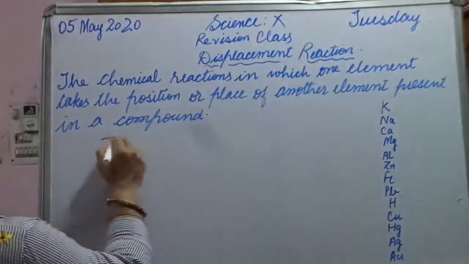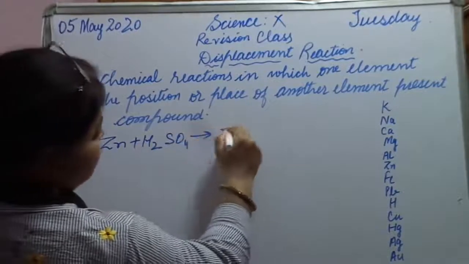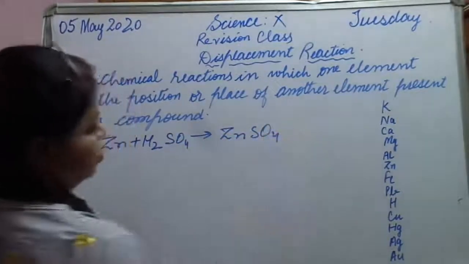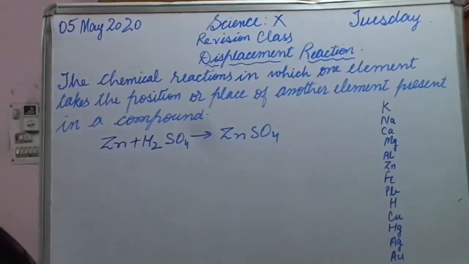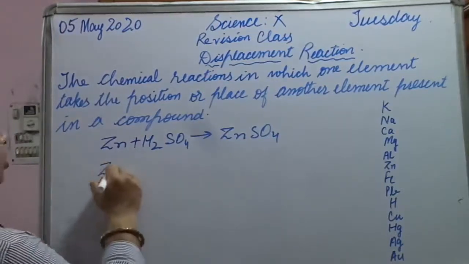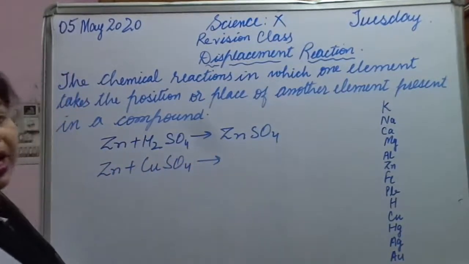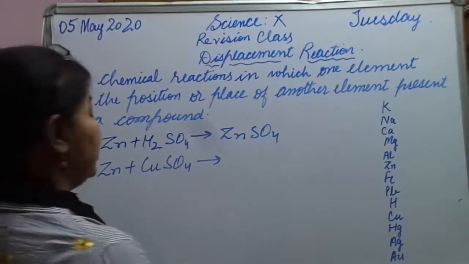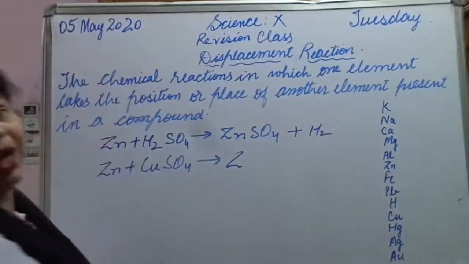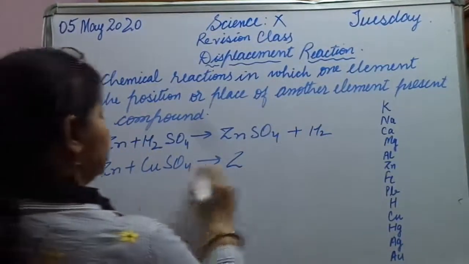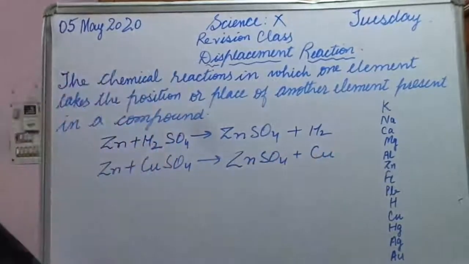For example, Zn plus H2SO4 gives zinc sulfate, ZnSO4. See what has happened? Zinc has replaced hydrogen. Let us take some more examples. Zinc plus CuSO4, copper sulfate. The reaction goes on and we get zinc sulfate. Here we will write H2 also. Hydrogen gas is also released. Plus ZnSO4 plus Cu, copper is liberated.